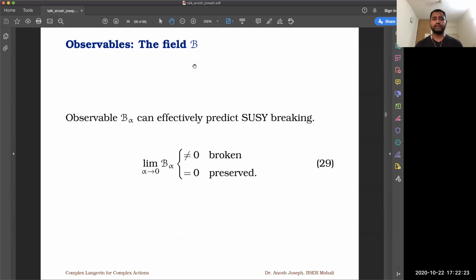Another observable is the field B itself, the auxiliary field. This field has no dynamics. It is made out of phi. So this field itself can be used to predict SUSY breaking. If B is 0, SUSY is preserved. If B is not equal to 0, it is broken. So that is another parameter.